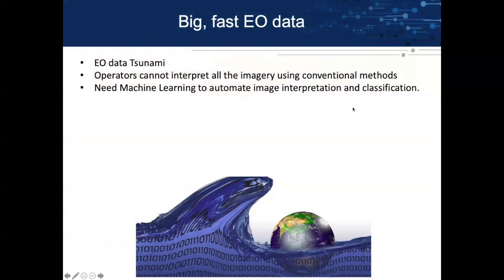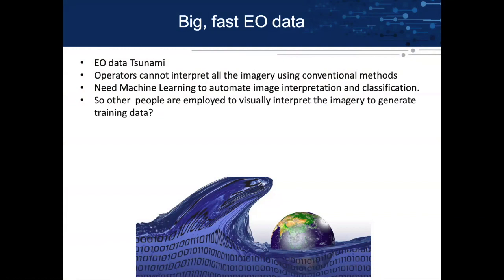So we have all these satellites, and I heard the other day, we are swimming in satellites and drowning in data. And we therefore have this Earth observation data tsunami. And people are trying to make sense of this. Users cannot consume the data fast enough, and operators cannot interpret all of this imagery using conventional methods. So therefore we need machine learning to interpret and classify all this data.